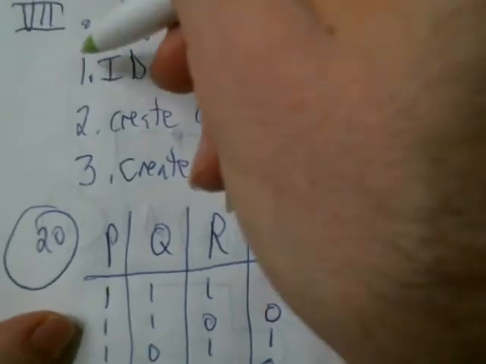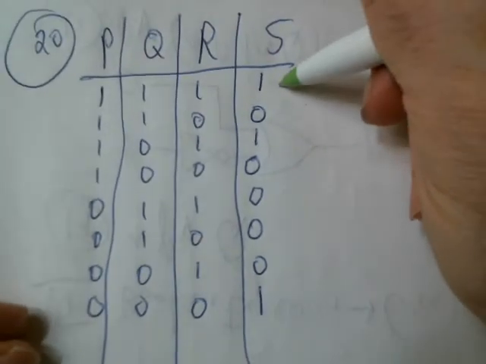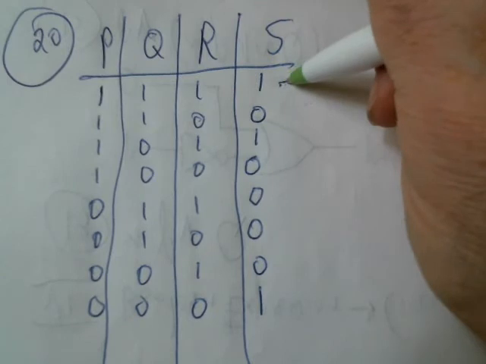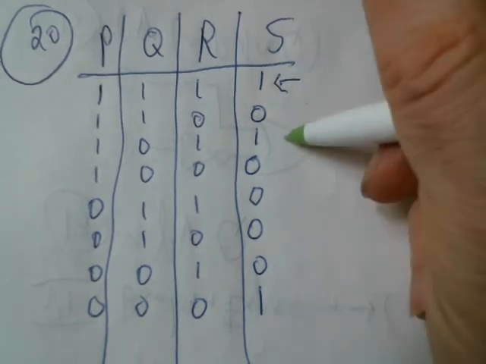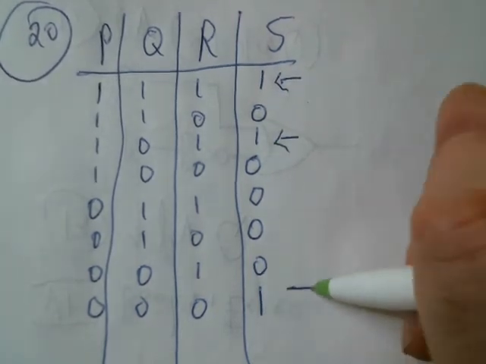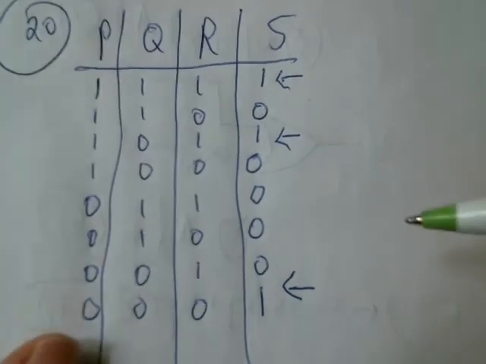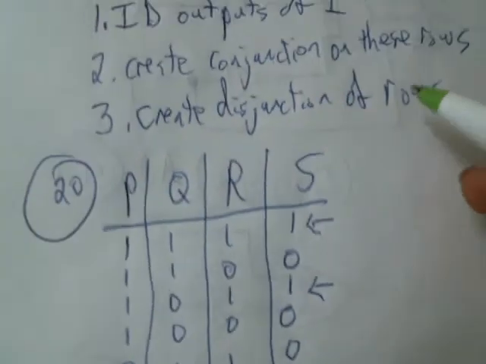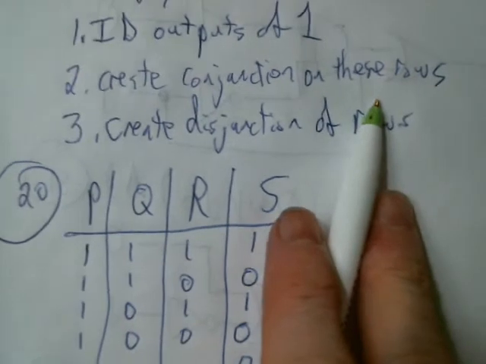So the first step is to identify outputs of 1. Okay, so there are 3 outputs of 1. There's 1 here, 1 here, and 1 here. From each of those rows, you're going to create a conjunction based on those.